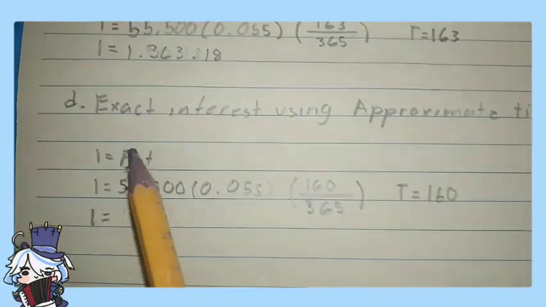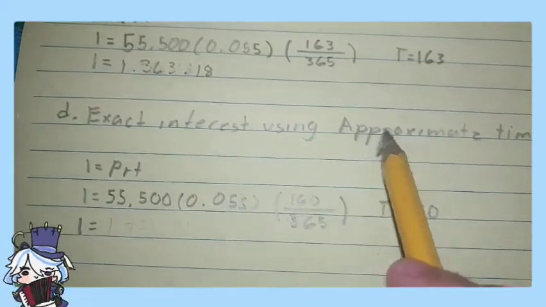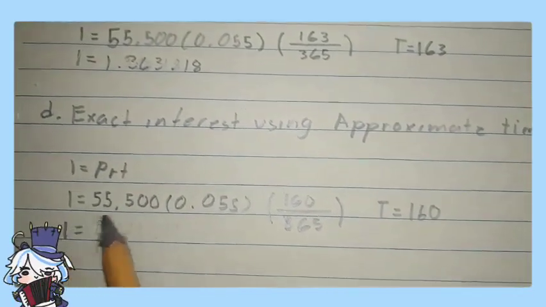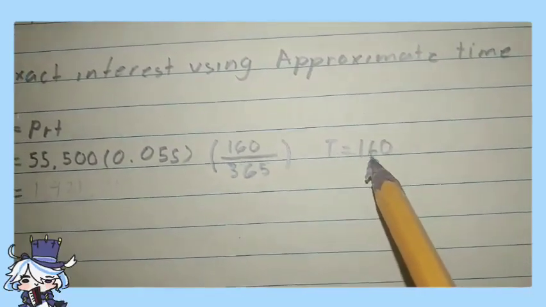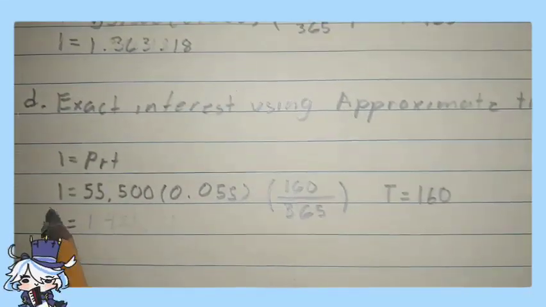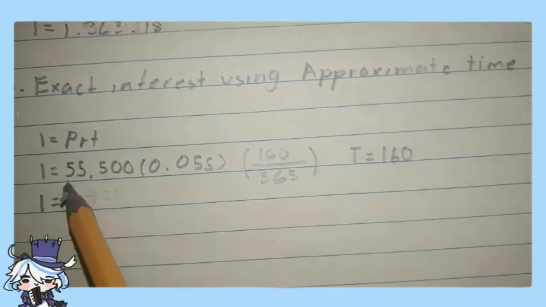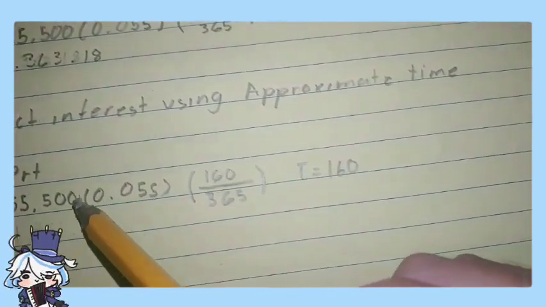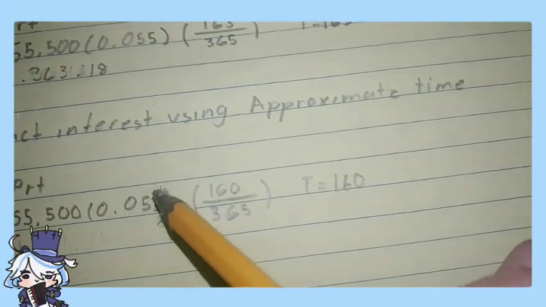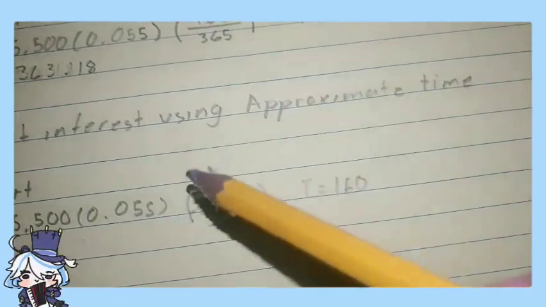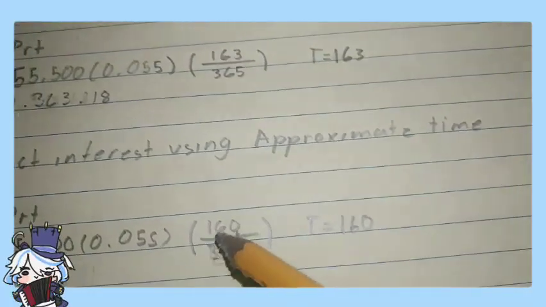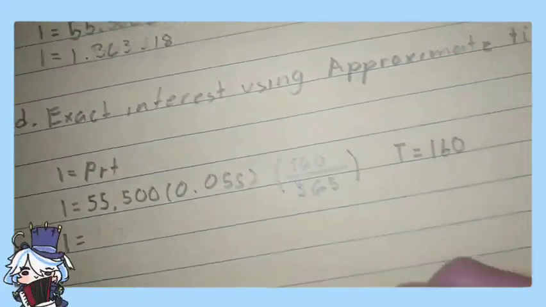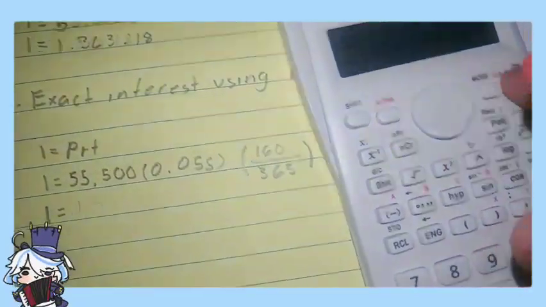And lastly, for letter D, exact interest using approximate time. I is equals to PRT, and our T is 160. So I is equals to 55,500 open parenthesis 0.055 close parenthesis and 160 divided by 365 close parenthesis. So type it all down.